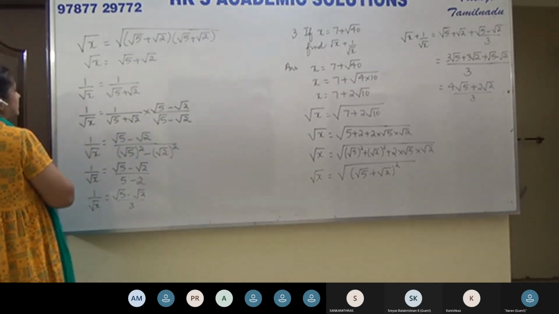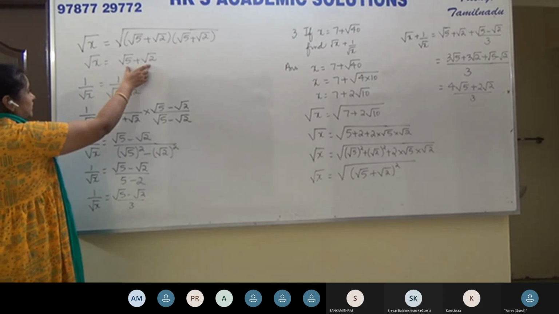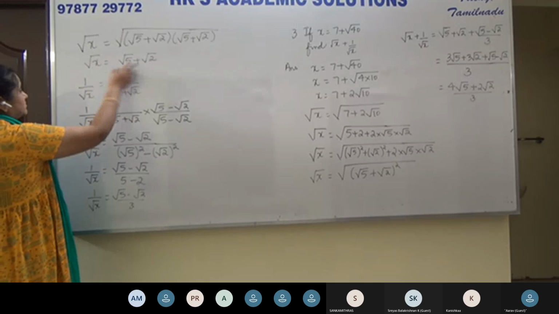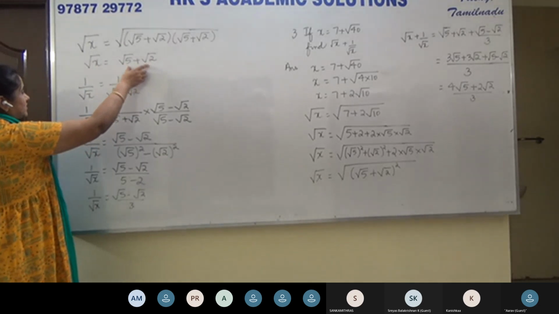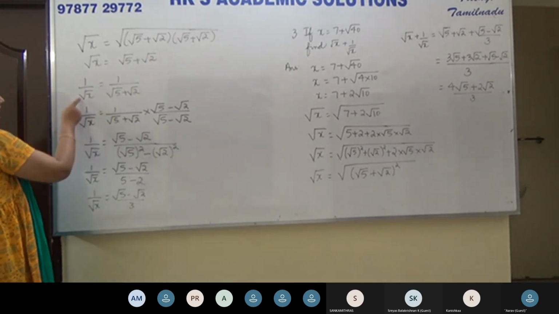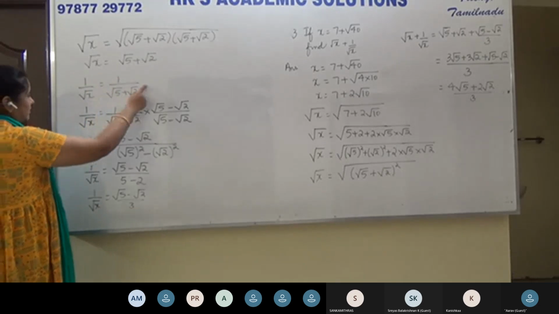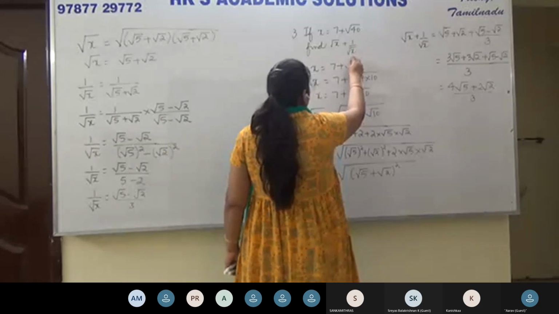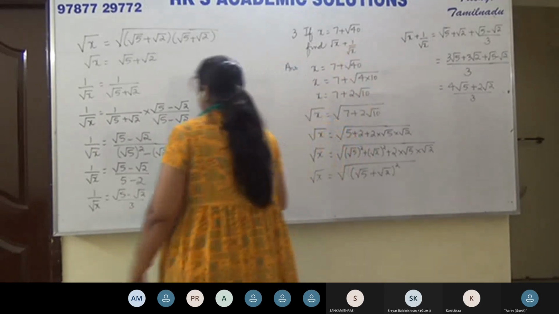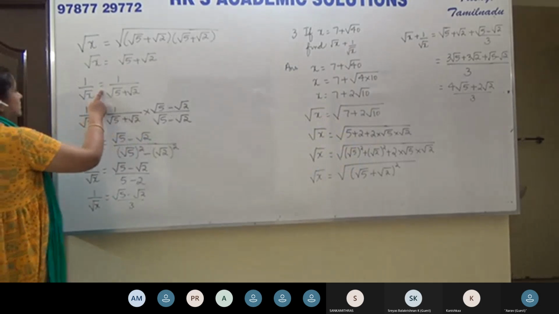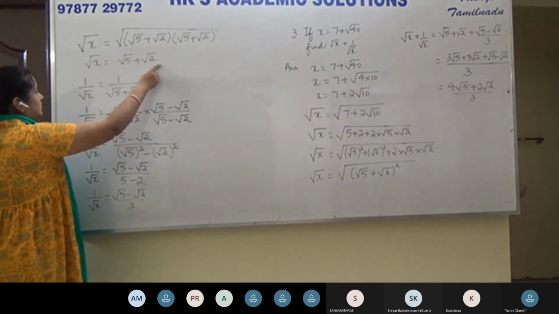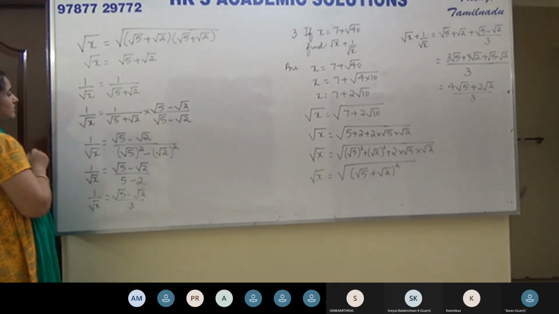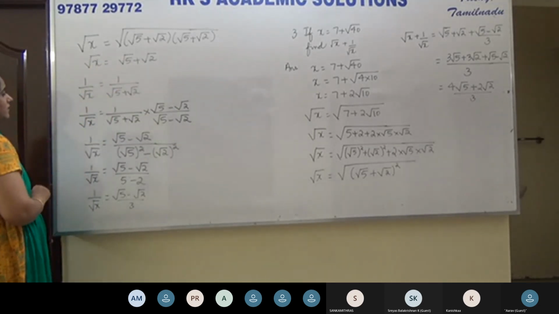Next we find 1 by root x. Since we have root x is root 5 plus root 2, 1 by root x will be 1 by root 5 plus root 2. Why are we finding this? Because we need to find root x plus 1 by root x. So 1 by root x is equal to 1 by root 5 plus root 2.